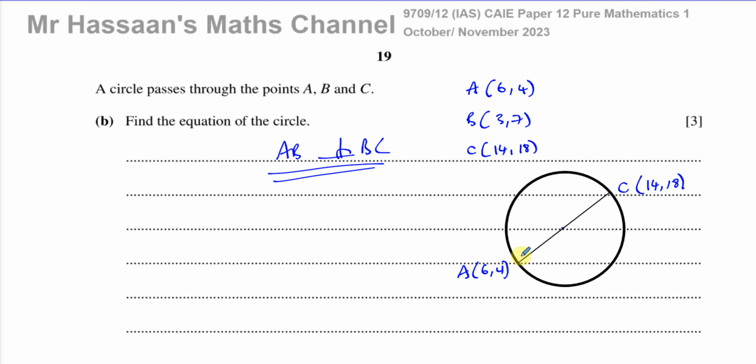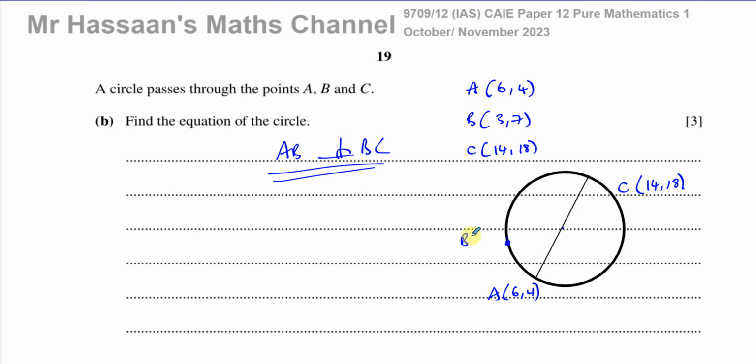So that means B is 3, 7. So it's going to be 3, 7, 14, 18, 6, 4. So it'll be somewhere on this side. Let me just make this a bit more this way. I'm just trying to be a little bit accurate so that it looks a bit realistic. You don't have to do this in the exam, but I'm just trying to be a bit more realistic. So let's say this is B over here.